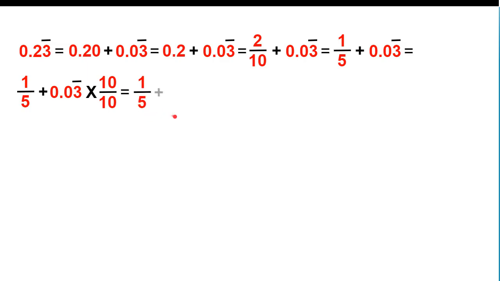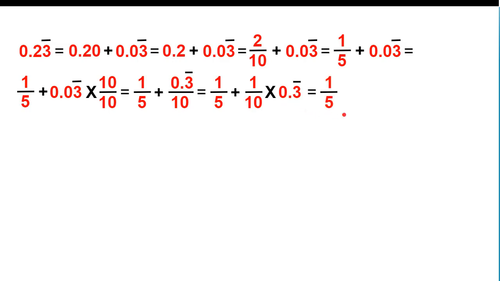1 over 5 stays the same. And now we'll multiply this one by 10. And for that, as you know, we need to move the decimal point one step to the right, so it becomes 0.3. But we still need to divide it by 10 if we don't want to change the value of this number, and we don't. Now, let's write it a little bit differently. 1 over 5 plus 1 over 10 times 0.3, where the 3 is recurring.